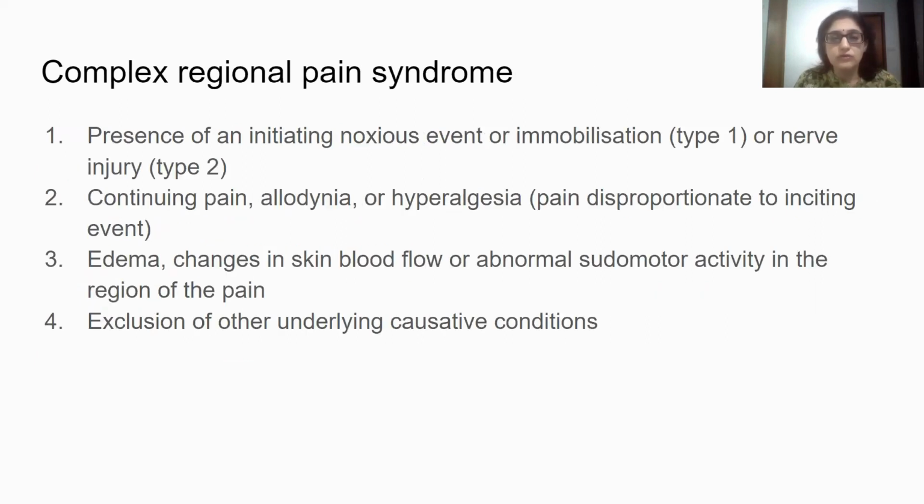The more localized complex regional pain syndrome is diagnosed based on the presence of an initiating noxious event, immobilization, or nerve injury. In such cases we find allodynia, that means something that should not cause pain causes severe pain, or hyperalgesia, where the pain is disproportionate to the inciting event, along with changes of autonomic dysfunction, such as edema, coolness of the limb, or changes in skin blood flow. And of course, other causes have to be excluded.